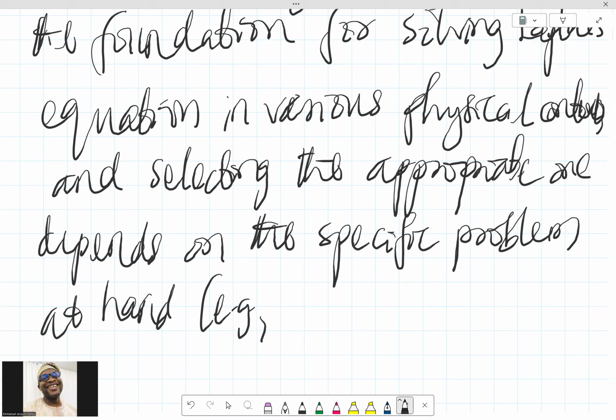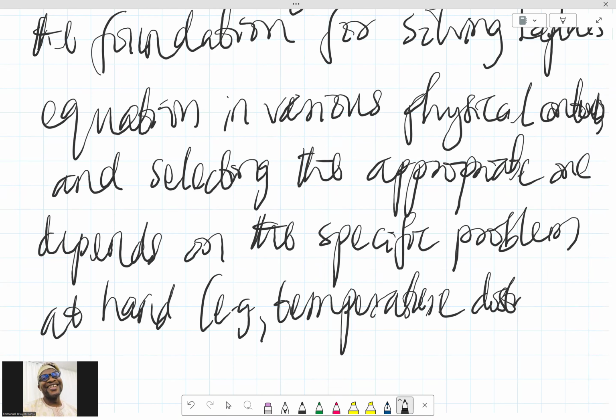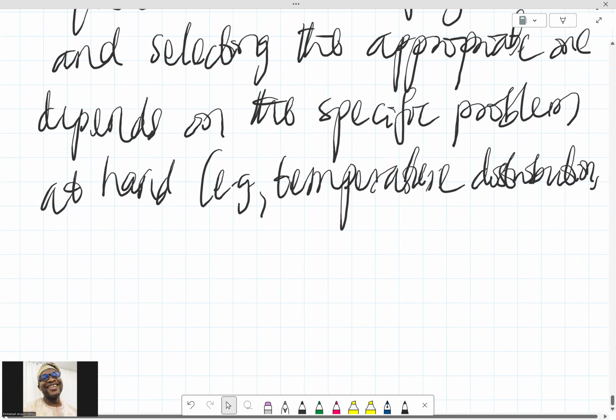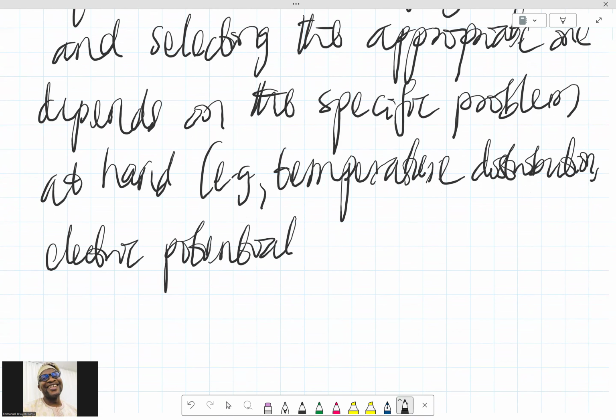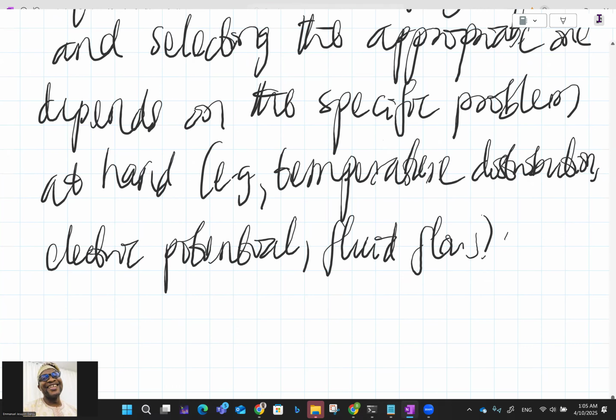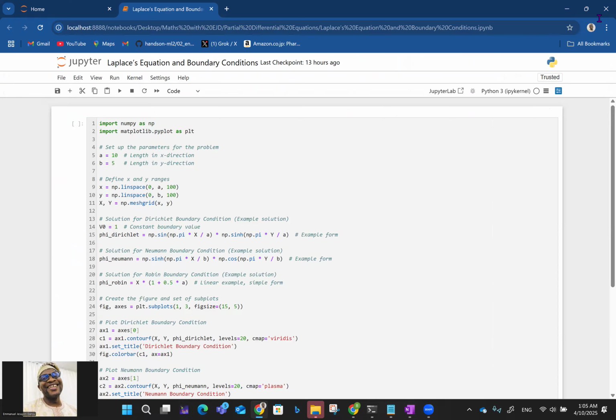For example, we may be talking about temperature distribution. We can be talking about electric potential. We can be talking about fluid flow. So it all depends. So that's that. Now, interestingly, I have Python code just to distinguish these three boundary conditions.